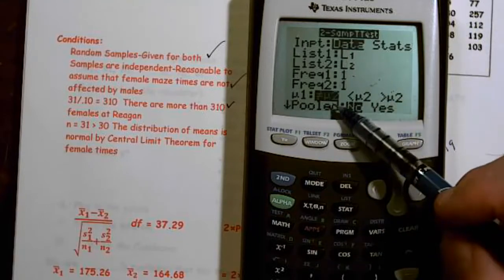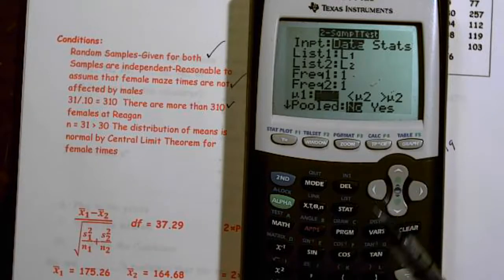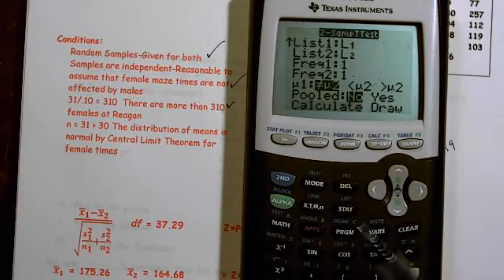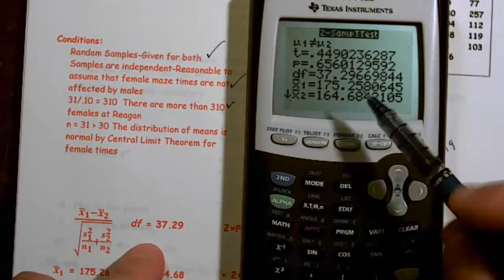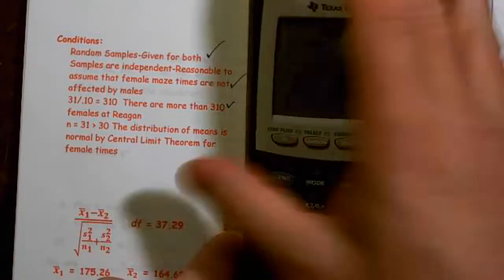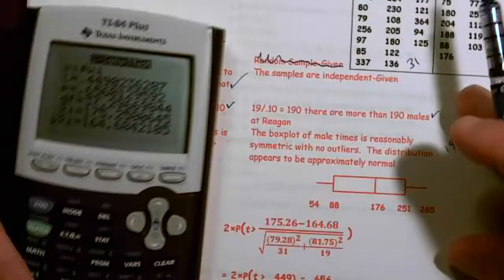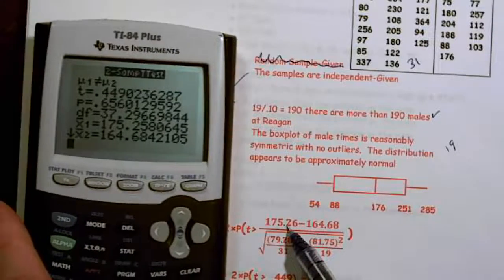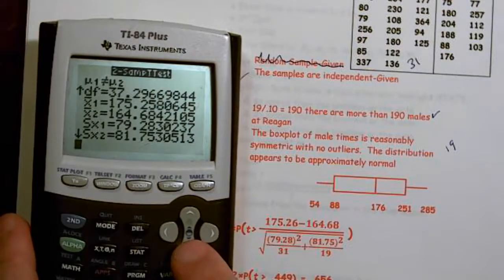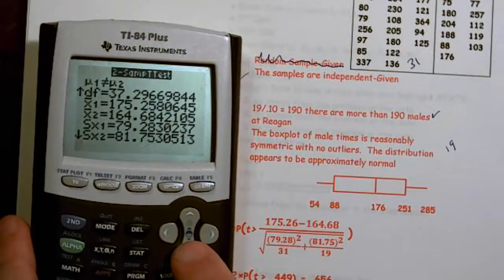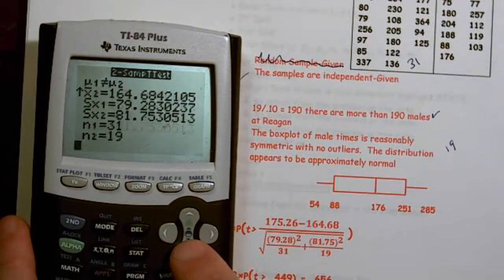And I want to make sure that I have not equal highlighted, because that was our alternative statement. We never pool, and I get a ton of information. So x1 is 175, plugging that into my equation, 0.26 minus 164.68 over the standard deviations. All right, and notice I have different sample sizes.